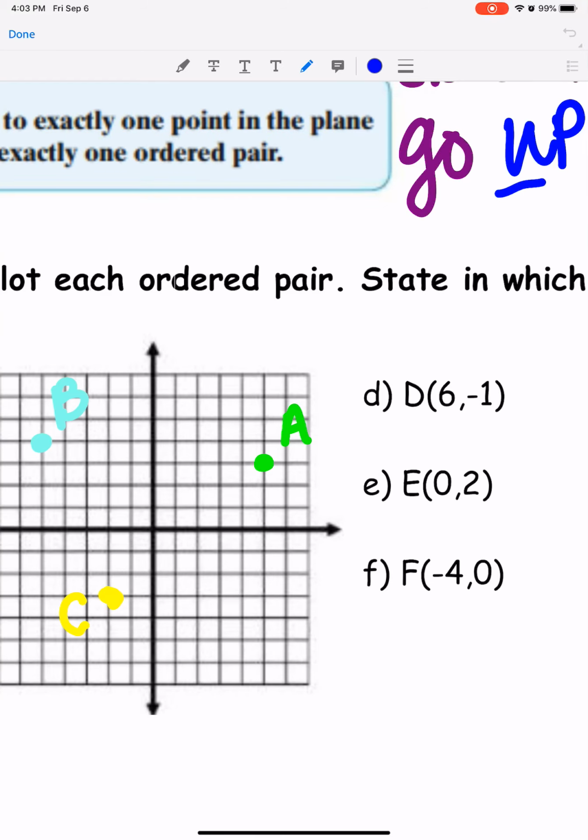E, these ones with zeros in them get a little bit confusing. You still just got to remember your OU. We're going over side to side before we go up or down. So because this 0 is first, that means I'm going 0 left or right. Then this 2 means I'm going 2 up. So from the origin, we're not going to the left, we're not going to the right since it's 0. But from the origin, I'm going 1, 2 up. So this is my point E.